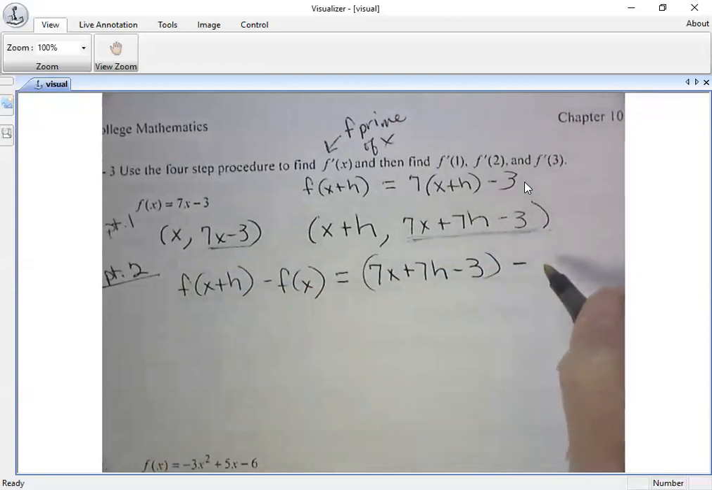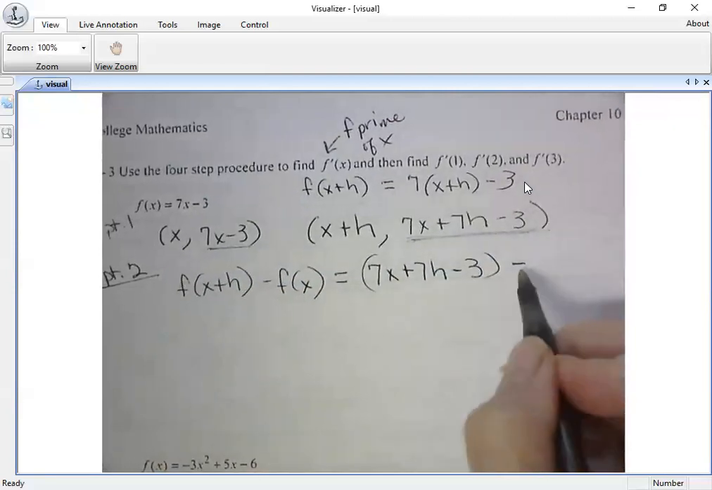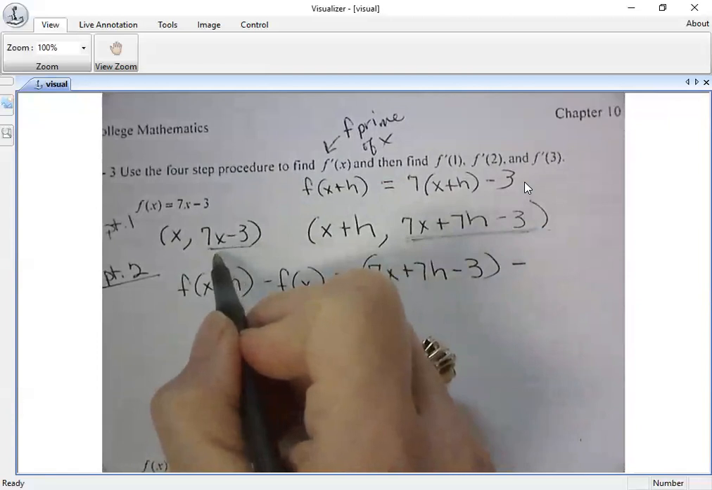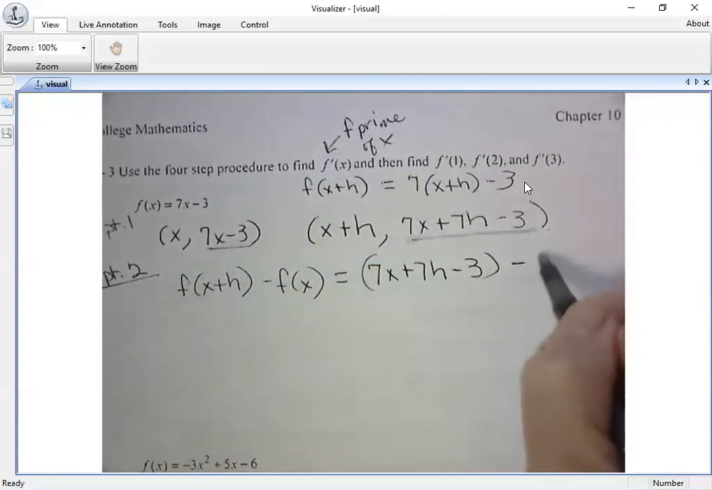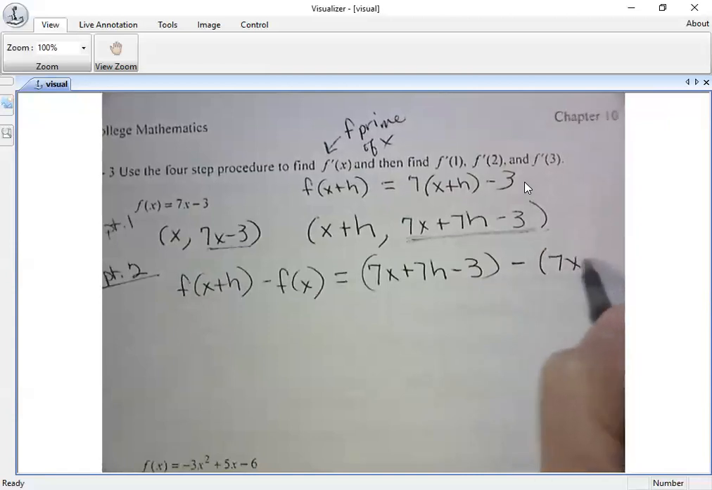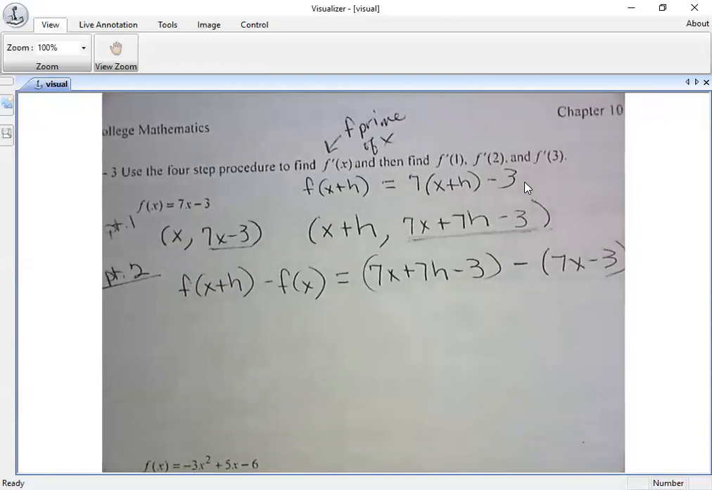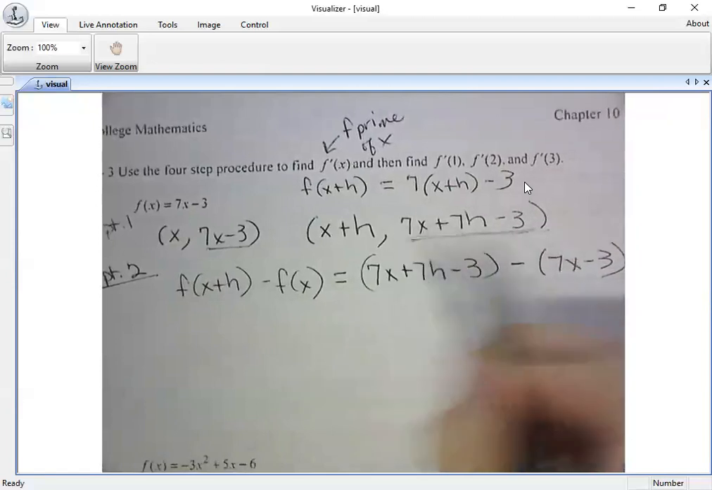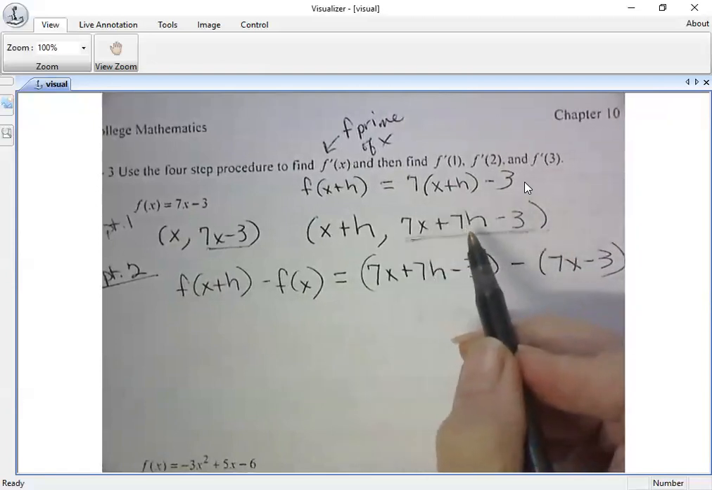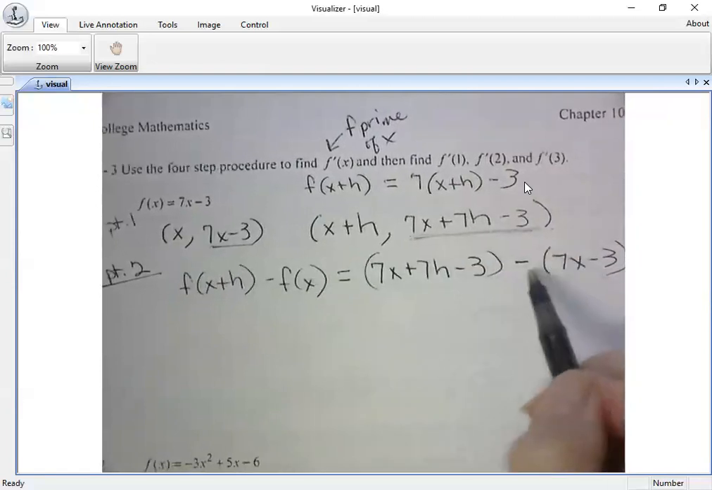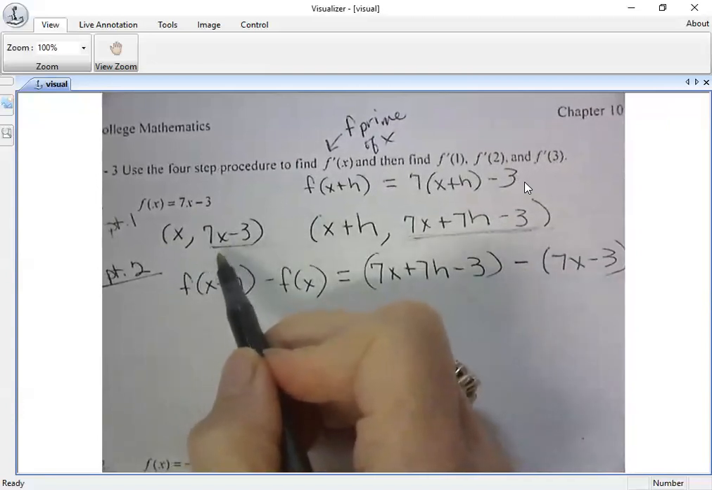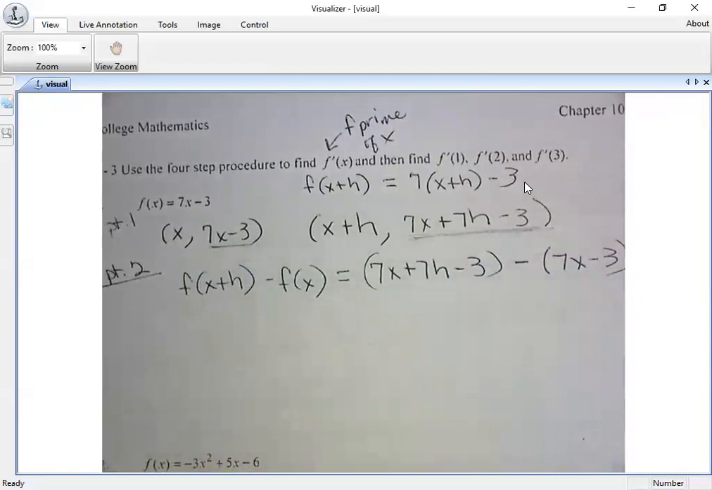Now, be very careful, though, because I'm subtracting this entire y. Do I need a parentheses? Oh, I do. If you leave it off, you will mess up. Okay? You're going to put your f of x plus h y value in a parentheses. Put a minus sign, because it's got to be the difference in the y's. And then you'll put the original y value in a parentheses following that.